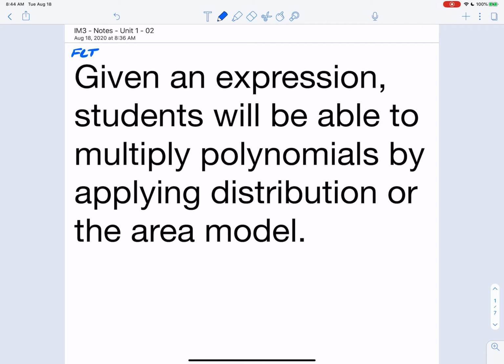Okay. Given an expression, students will be able to multiply polynomials by applying distribution or the area model. So again, this is a review, but don't worry if you're learning this for the first time. Previously, we learned how to add and subtract polynomials. We even learned how to classify them in the last lesson. So now we want to know, what happens if we have to multiply polynomials together?